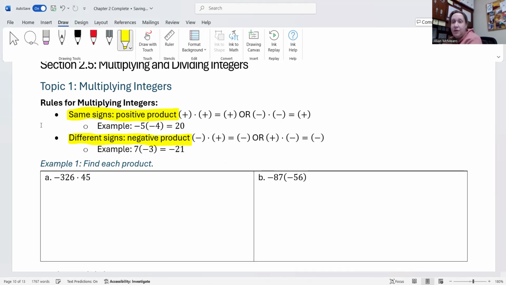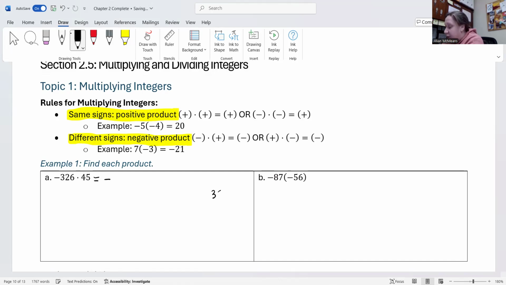So for part A, we have -326 times 45. Well, we're multiplying a positive and a negative. So when we multiply those, the final product is going to be negative. When I'm multiplying, I like to figure out what my sign is going to be right off the bat, and then I do my side work. Okay, so I know I'm going to get some kind of a negative product. Let's figure out what that product is.